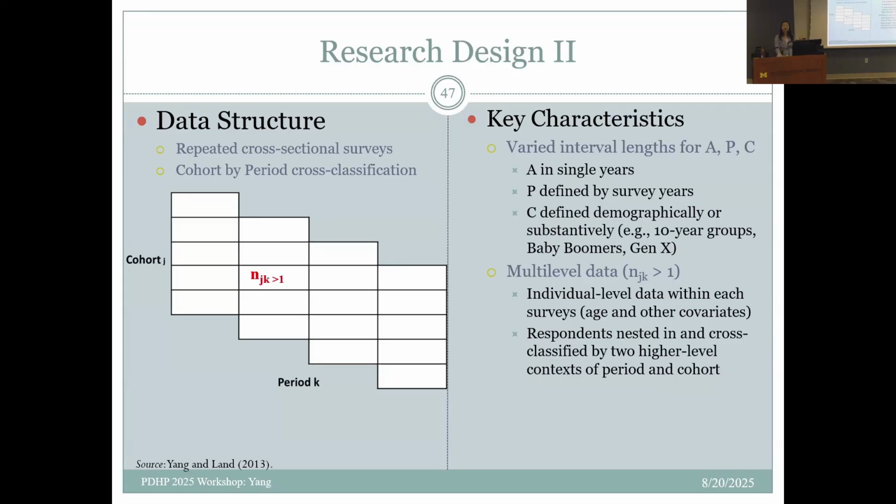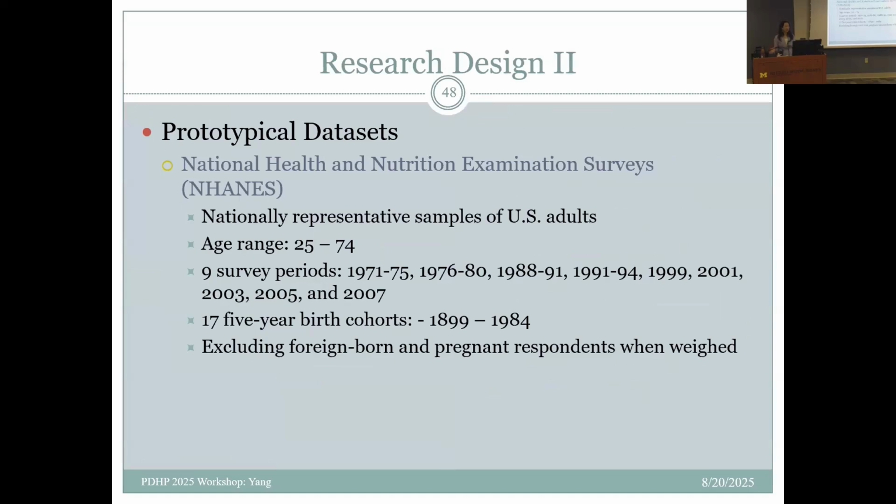And this is a clear difference from research design 1, where we emphasized that the sample size for each cell is 1. Here you have multiple individuals in each cell, which indicates multi-level data. Similar to the first research design, this design also gives us synthetic cohorts. So these are the major characteristics.